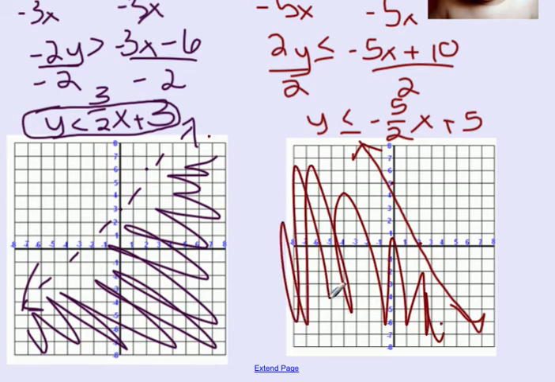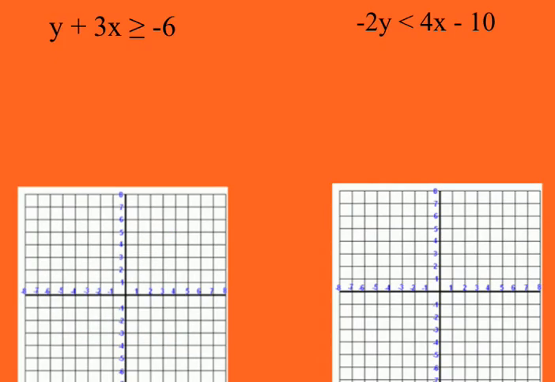And then what we're going to do is we're going to shade that in. Okay? Now let's take a look at number 10. So for number 10, again, you're going to have to solve for Y. So the first thing I want to do is subtract 3x from both sides. So then I get y is greater than or equal to -3x minus 6.